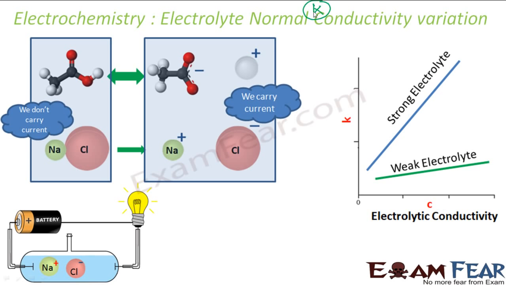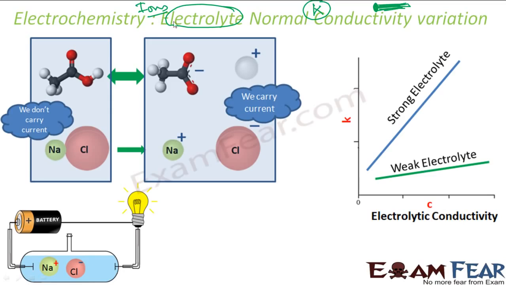So if you see the definition of conductivity, conductivity of a material is nothing but its conductance when it is 1 meter long and its cross-section area is 1 meter square, right? That is my conductivity of this solution, right? In this, please note I'm talking about the electrolyte conductivity variation. So in this case, my current carrier is ions. They are my current carrier.